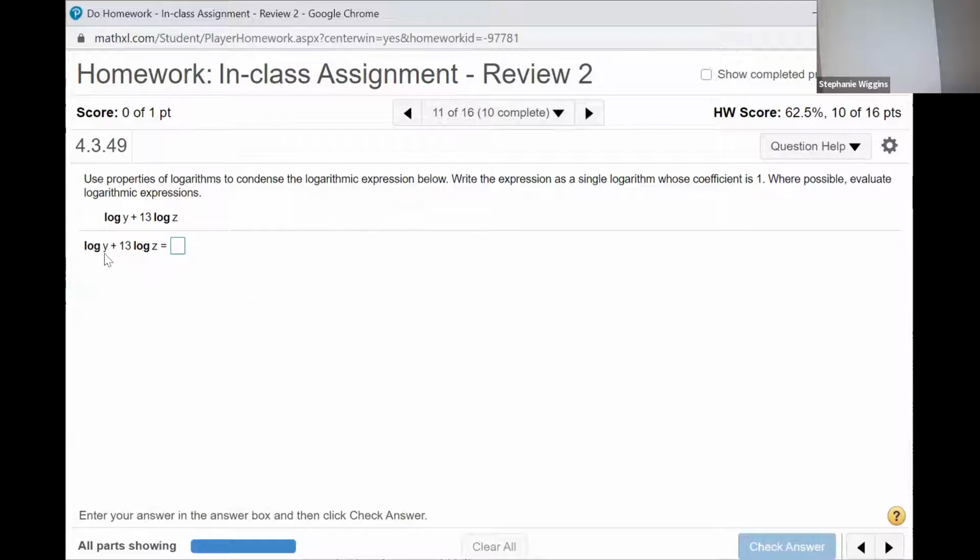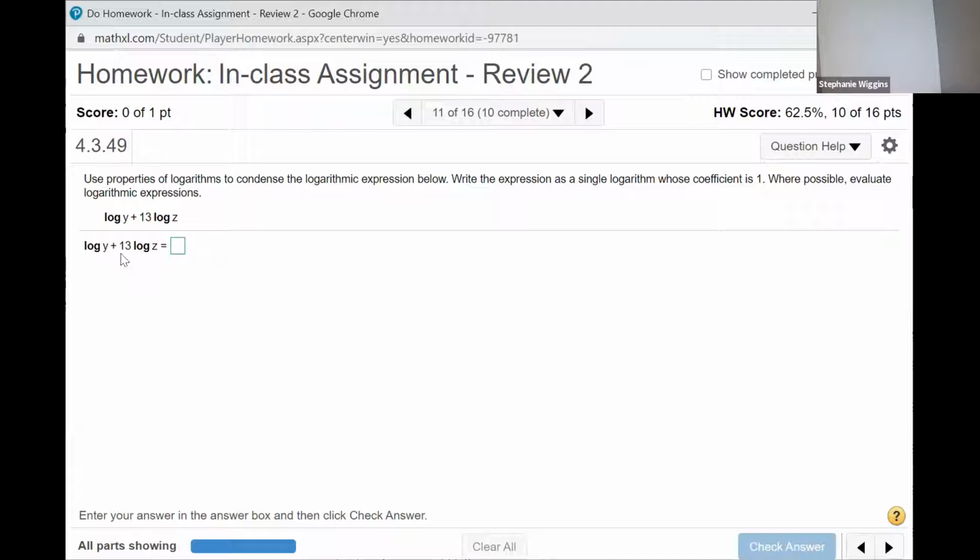Now, here we have no base. It's assumed to be 10, but they match. Now we're condensing. We're going the other direction. So we're condensing the logs. So since they match, we can do that. If they didn't match, if this had base 3 and this had some other base like 2, then they wouldn't match. We wouldn't be able to do it.